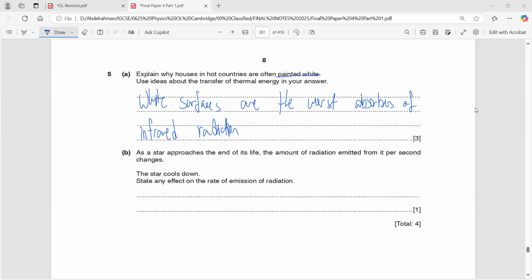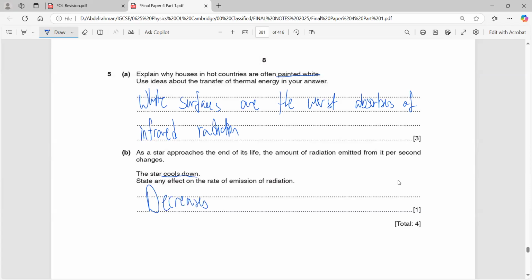Rate of emission. Yeah, Mister. What does space physics have to do with this question? Nothing. He's saying the star is cooling down. How does this affect the amount of radiation? Well, the amount of radiation would decrease. Yes, it decreases.